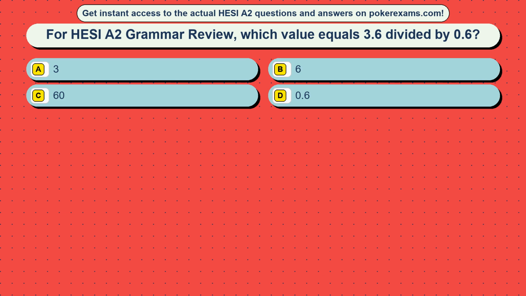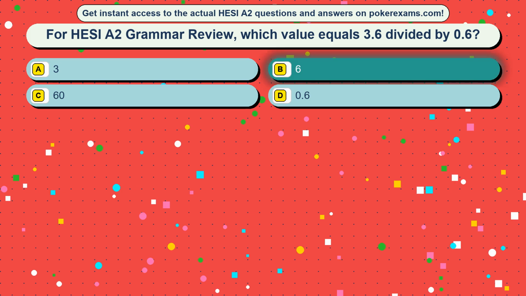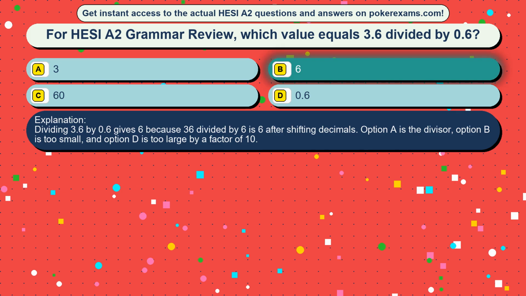Option A, 3. Option B, 6. Option C, 60. Option D, 0.6. The correct answer is option B, 6. Dividing 3.6 by 0.6 gives 6 because 36 divided by 6 is 6 after shifting decimals.